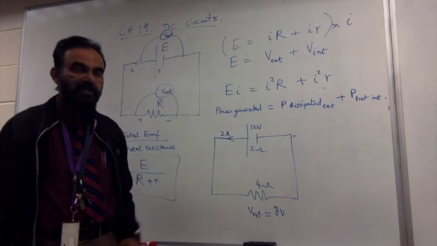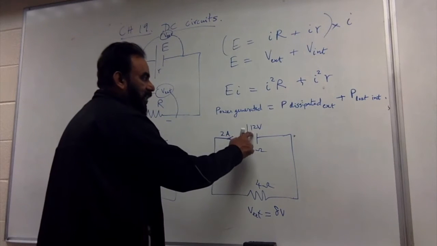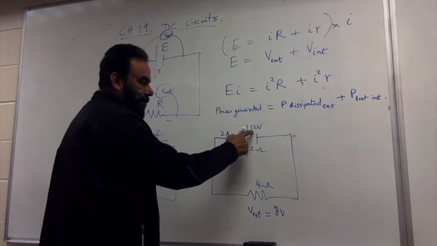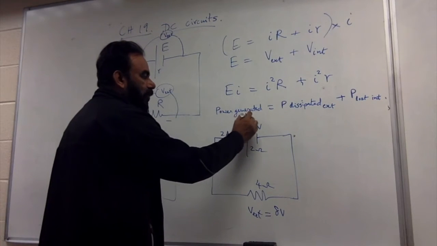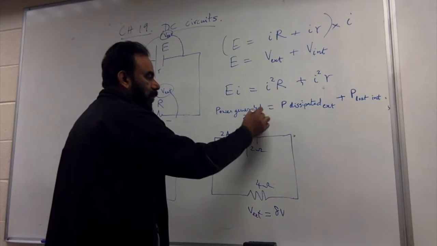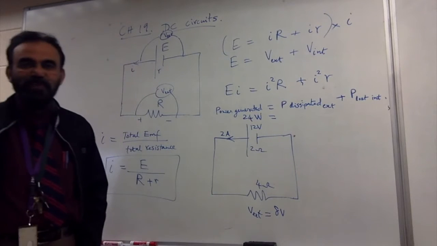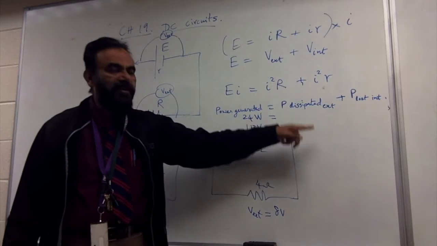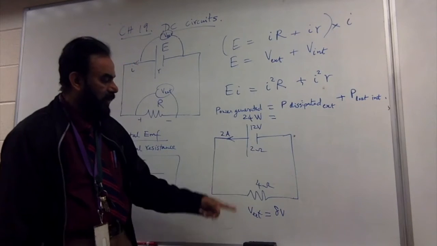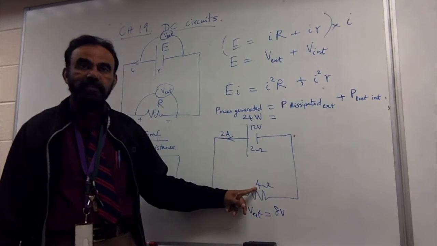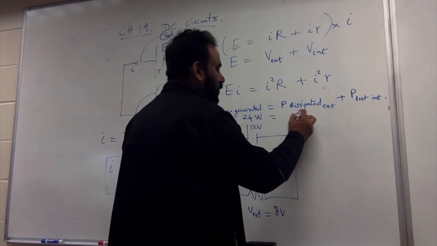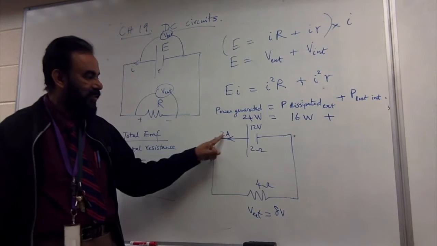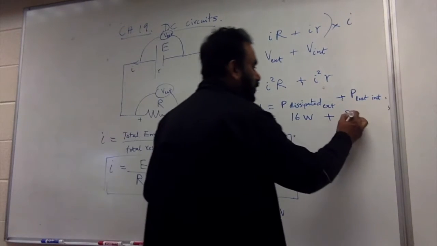Let's look at the power concept. How much power is generated by the cell? 24 watts. What is the power dissipated externally? I squared R. 2 squared times 4, which is 16 watts. Plus the power lost internally is 2 squared times 2, which is 8 watts.